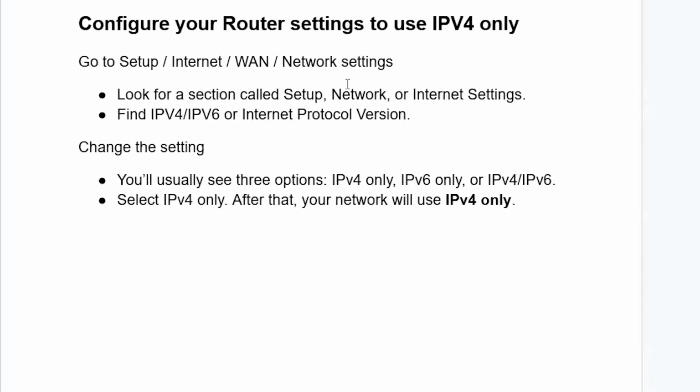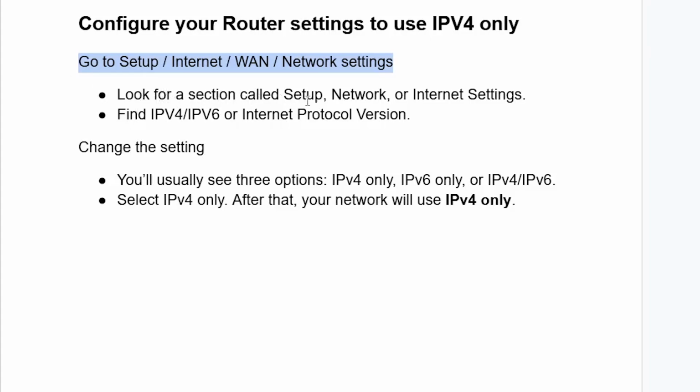Also, another thing you may need to do if you're still facing the same issue, if you're using a router, is to configure your router settings to use IPv4 only. Go to setup, internet or WAN network settings. So make sure to go to your router settings. Router settings will depend on what router you're using.